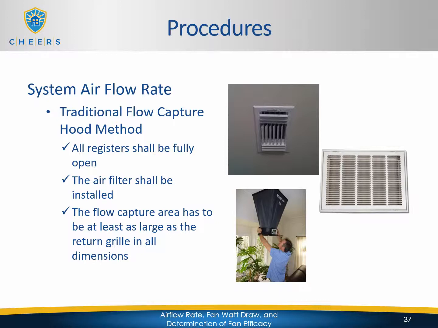For the traditional flow hood capture method, it works the exact same way. All registers shall be fully open, the air filter shall be installed, and the flow capture area, again, has to be at least as large as the return grill in all dimensions. If for some reason your capture hood cannot cover the whole grill, again, like we talked about earlier, you either have to build an extension in order to allow the flow hood to cover the whole register, or you can buy a pre-made extension from one of the manufacturers.